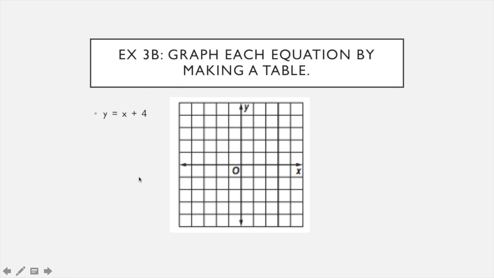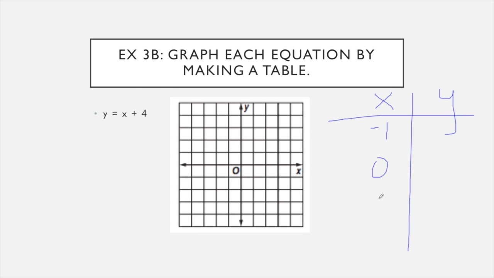All right. So 3b, we want to graph this equation by making a table. So we'll do the same process. Taking my x and y, I want to pick 3 points. So let's pick numbers that are easy. I'll pick low numbers around 0, and we'll get these y values out. So if I plug in a -1, what do I get out? Well, -1 plus 4 is going to give me 3. So when I plug in a -1, I get out a 3.